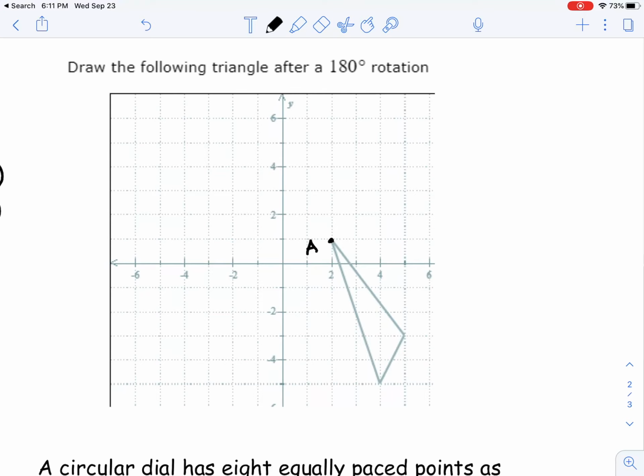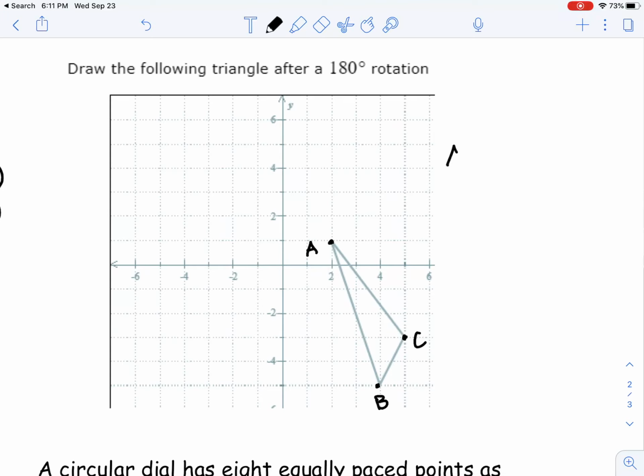180 degree rotation. Again, let's label them A, B, C. Where is A located? A is at 2, 1. B is at 4, negative 5. C is at 5, negative 3. It's changing too.